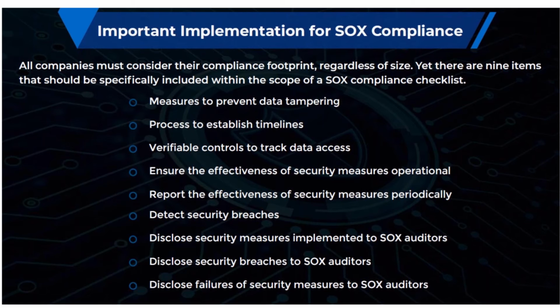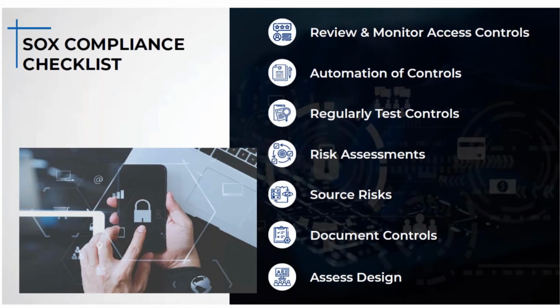Moving ahead, the SOX compliance checklist. These are the seven things that we ask. So review and monitor your access controls. The next thing, somebody had put in a question about automation also. Automation is definitely accepted to a very high level, because then it shows that the systems are very versatile and they can be relied upon also.